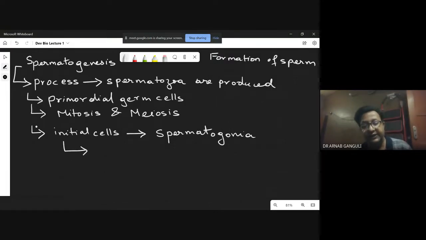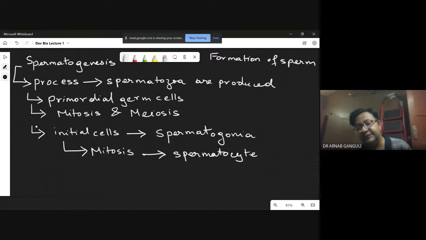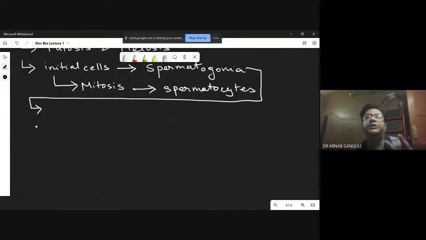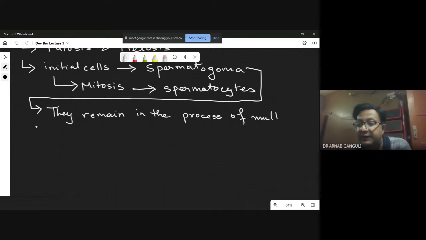And these spermatogonia, by the process of mitosis, yield spermatocytes. These spermatogonia are throughout in the process of multiplication, and this multiplication is through the cell division of mitosis. Mitosis is also known as the equational division.